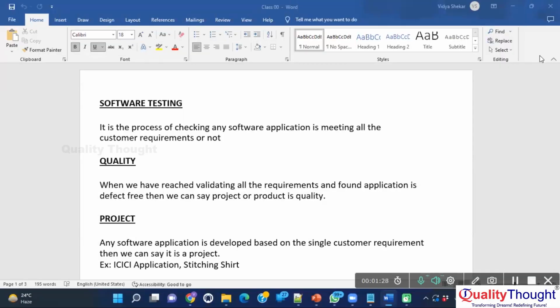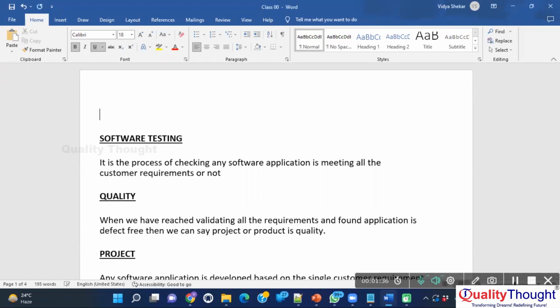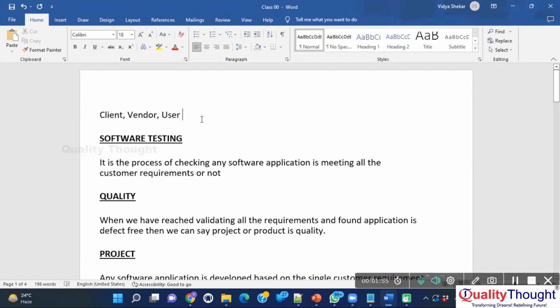There are some terms you need to understand: client, vendor, user. Can anybody tell what these terms are? These are commonly used terms in the industry. Once you get a job, you'll say, I'm working for so-and-so client. Have you heard about these terms, client, vendor, and user? Yes, sir.